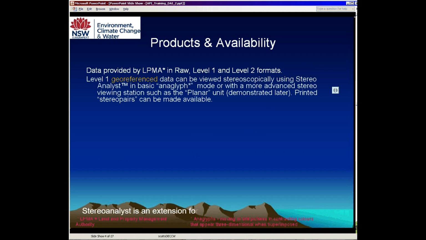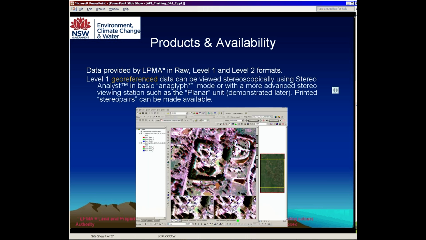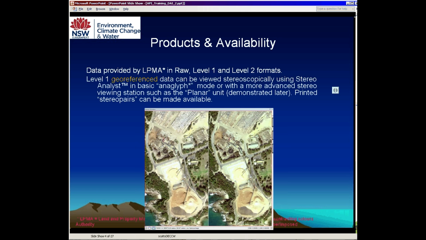And the level 2 format is a mosaicked image which is auto-rectified and can be used as a map accurate backdrop in ArcGIS. The georeferenced level 1 data can be viewed using things like a planar viewing system. It can be viewed in anaglyph mode, which uses red cyan glasses on a normal computer, or it can be viewed in side-by-side mode on a normal computer.